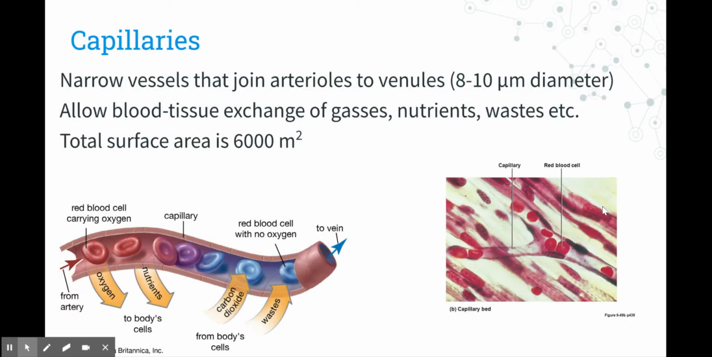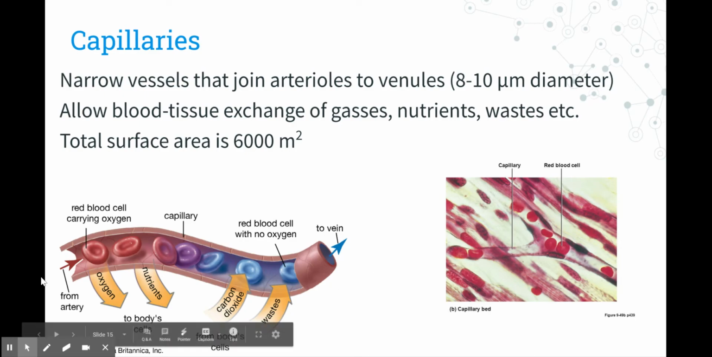Into the capillaries. So after blood has traveled away from the heart in the arteries and arterioles, the blood vessels get narrower and narrower until eventually they get so narrow that only a single blood cell can pass through at a time. These are the capillaries, and the capillaries are where all of that blood to tissue exchange of gases, nutrients, and wastes is going to occur. Although the capillaries themselves are very, very small, there are so many of them in the body that in total they would cover a surface area of about 6,000 square meters.